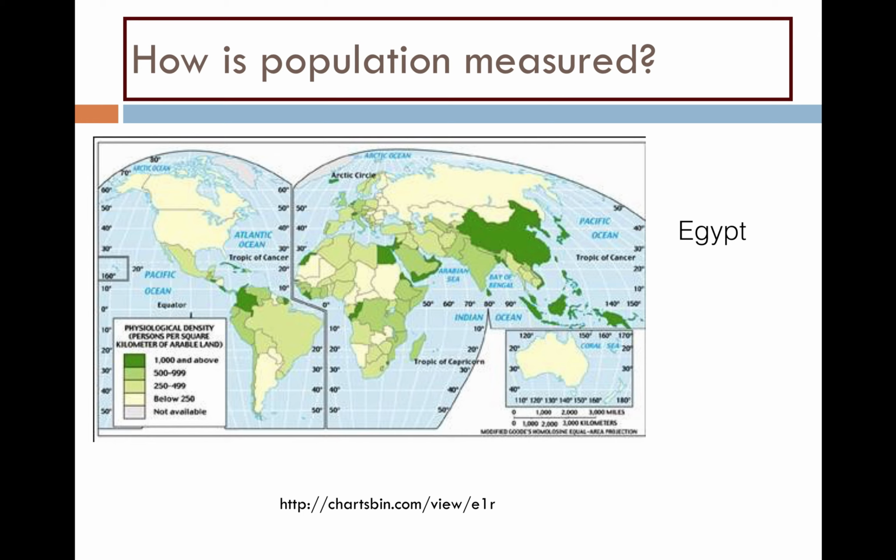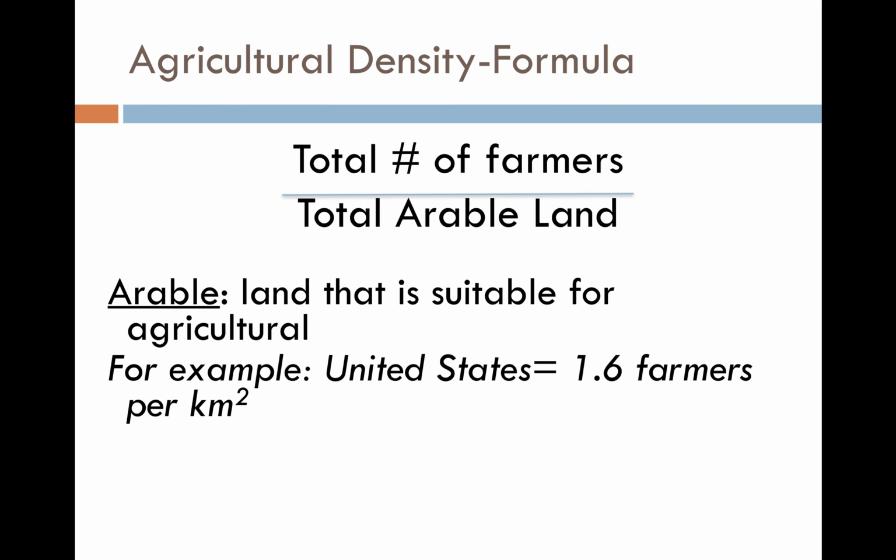If we looked at population density in China, it might not be super high necessarily because there's so much land. But their physiological density is very, very high, which means people are clustered along the arable land, right? That gives a very clear indication of the distribution of people.